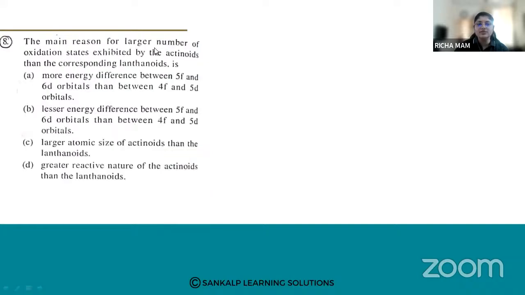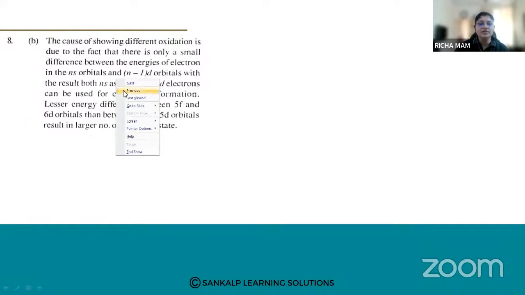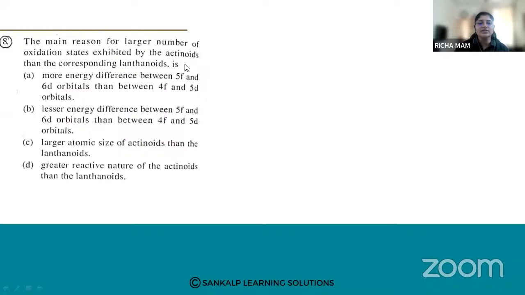The main reason for the larger number of oxidation states exhibited by the actinoids than the corresponding lanthanoids is. The main reason for the larger number of oxidation states exhibited by the actinoids than the corresponding lanthanoids is. Okay, Aishu has answered it as B.